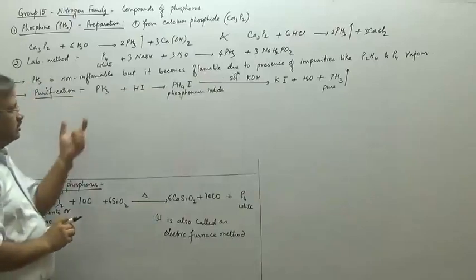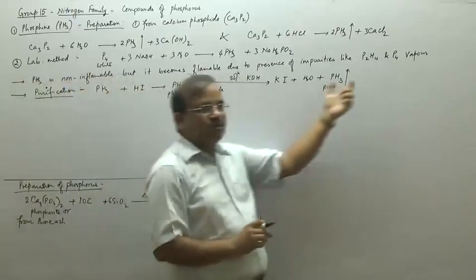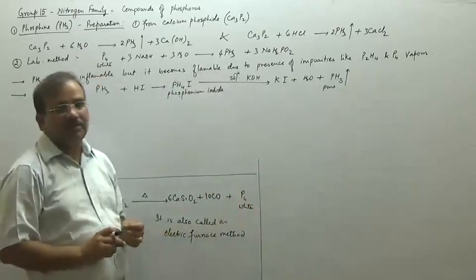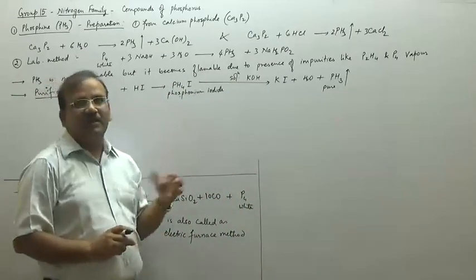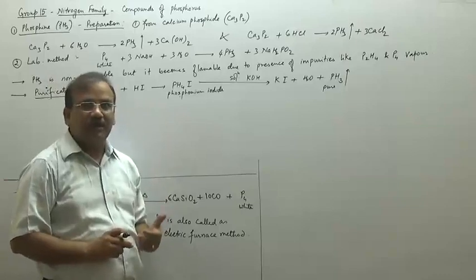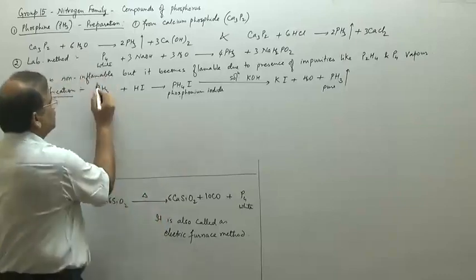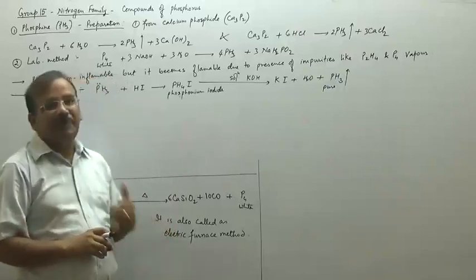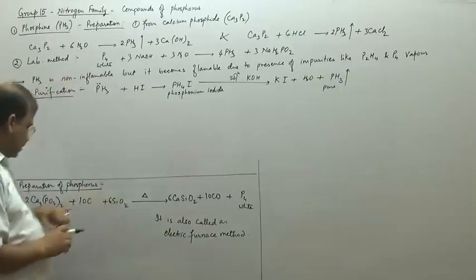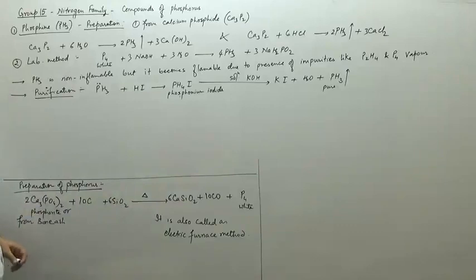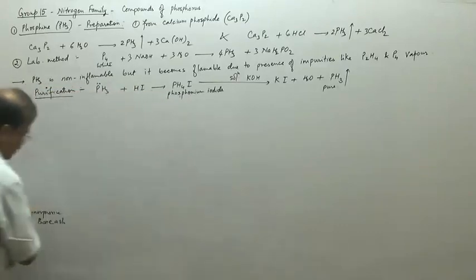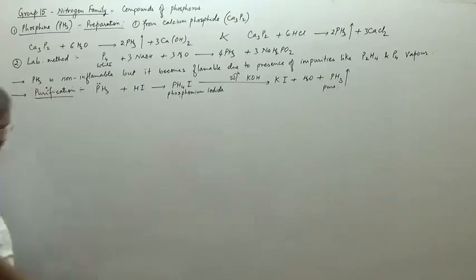So due to the presence of these impurities, it should be purified by treating it with HI. This is an acid-base reaction. HI is a very strong acid, and due to the presence of the lone pair, PH3 can behave as a Lewis base. So it shows the reaction like that. That is how we write the purification.